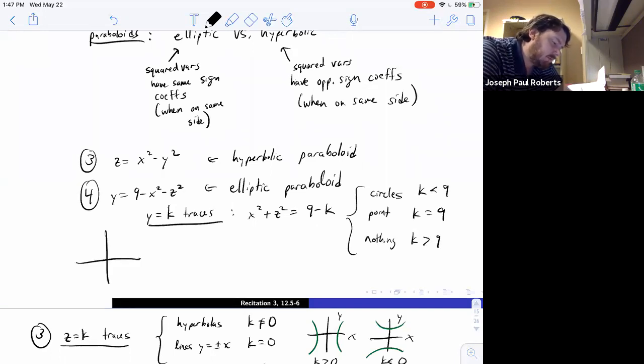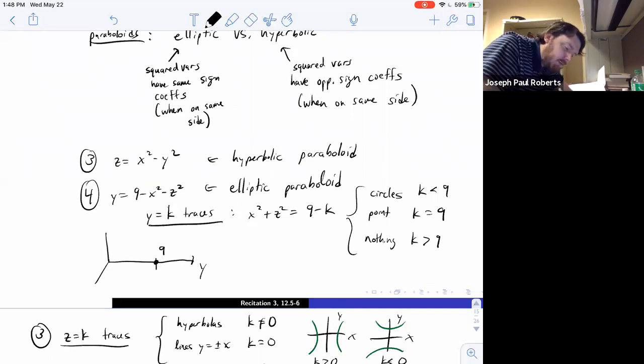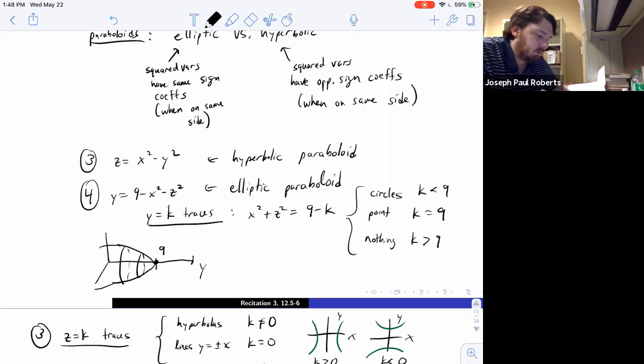And so I guess what this ends up looking like is we have this point at y equals 9, and then the cross sections to the left of y equals 9 are all circles. And if you figure out the radius, you see that it's growing as it increases, so we get this elliptic paraboloid. Just stack up a bunch of circles.